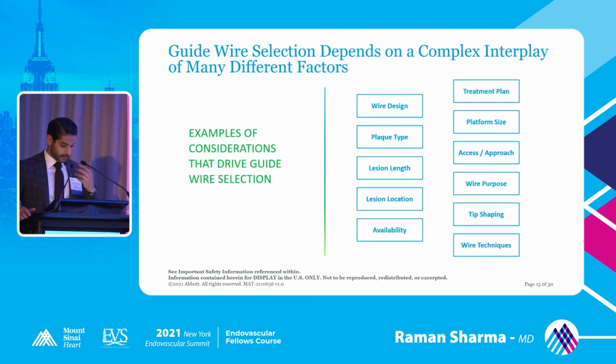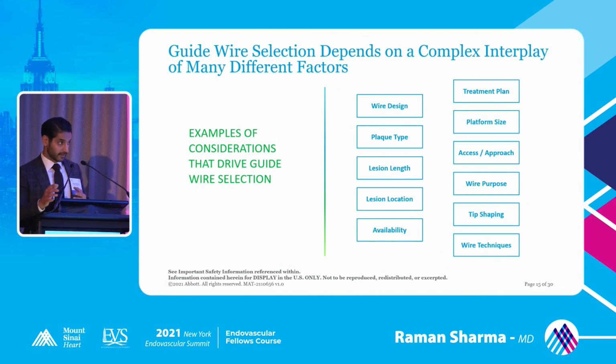So we very quickly spoke about a lot of different factors that will play a role when it comes down to your wire choice. The wire design, again, the main things you want to think about are the core, the diameter, and the tip. And this translates to which lesions it will be most effective on, which then leads to having to think about the characteristics of the actual lesion. What's the plaque type? Is there a channel? Is it long? Is it calcified?